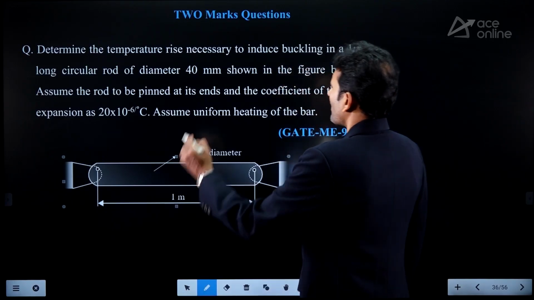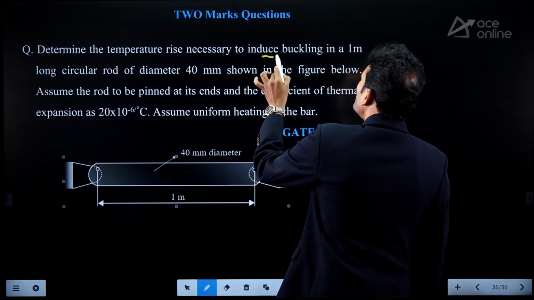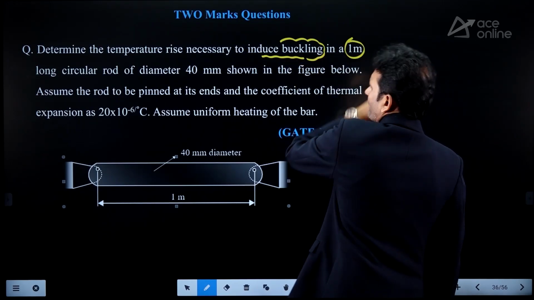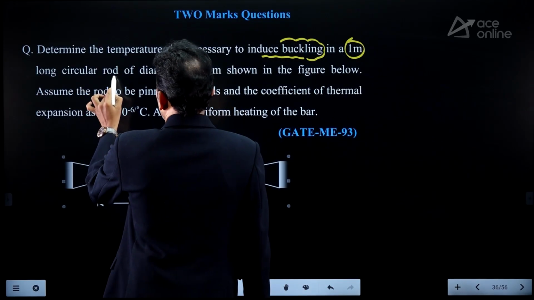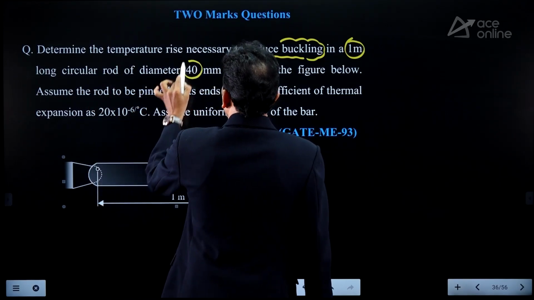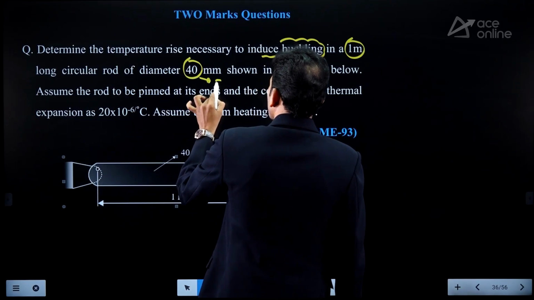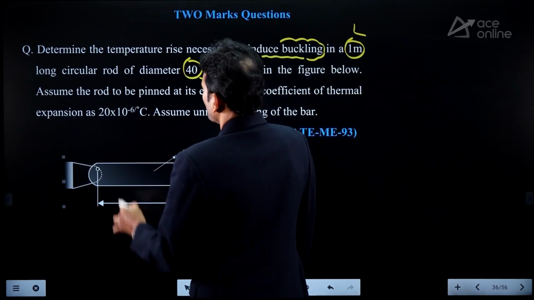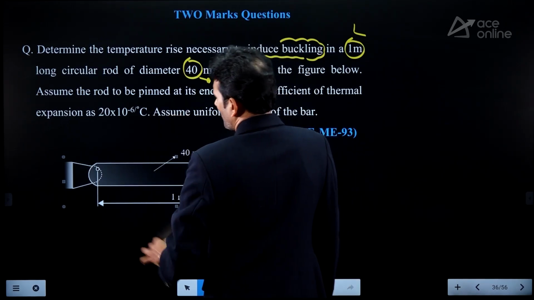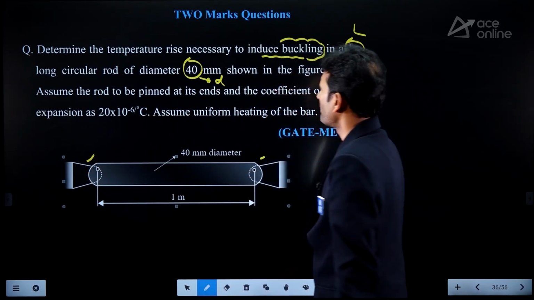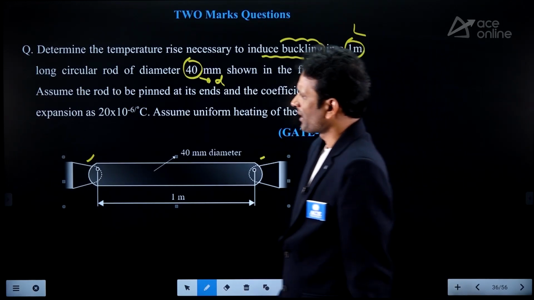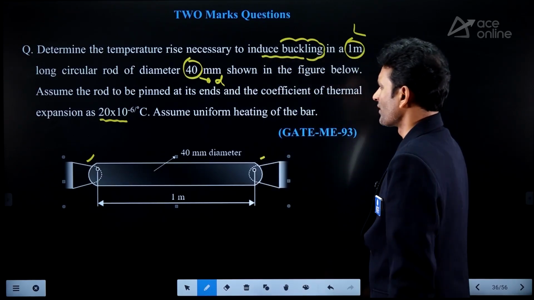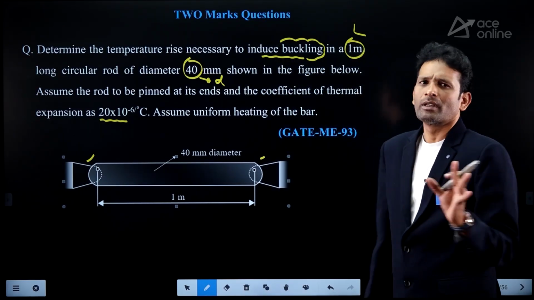Determine the temperature rise necessary to induce buckling in a 1 meter long circular rod of diameter 40 mm. Diameter is given, length is given, shown in the figure. Assume the rod to be pinned at both ends. This side and this side we are providing the pinned support. And the coefficient of thermal expansion as 20 into 10 raised to minus 6 per degree Celsius. Assume uniform heating of the bar.